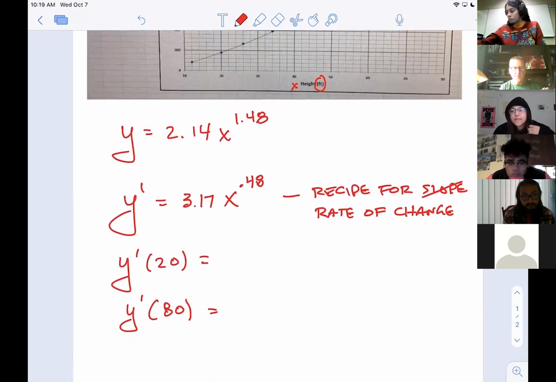So let's see, if you put 20 in there, of course, that's easy. You say, okay, great, 3.17 times 20 raised to the 0.48 power. And just to keep it simple, I'm going to just say it's 13.35, but I'm just going to say it's 13 so we can speak about it, because I'm interested in the meaning of this more than I am the exact answer. And yet when I plug 80 in, I get 25.96, or about 26.